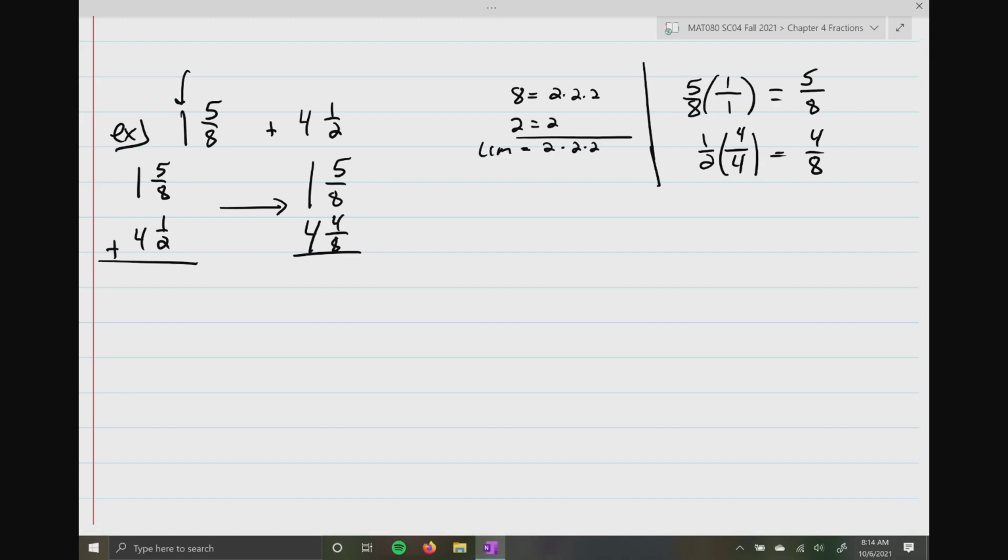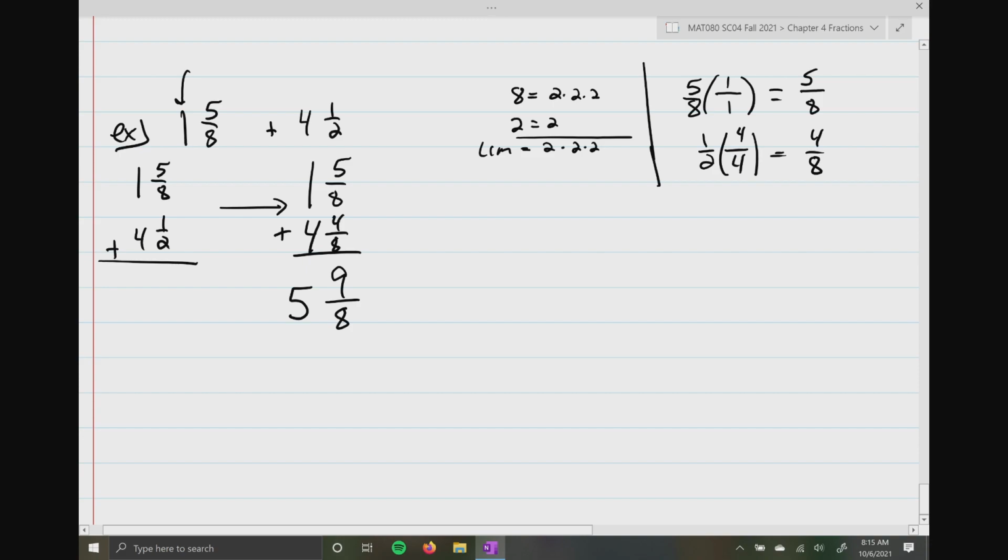Now let me ask you this question. Even though these are mixed numbers, did my technique change? Step 1, find that lowest common multiple. Step 2, build equivalent fractions. Step 3, rewrite, which is what I did. Okay? Then rewrite and simplify now. So I'm going to add straight down. 5 plus 4 is 9. Denominator stays the same. 1 plus 4 is 5.